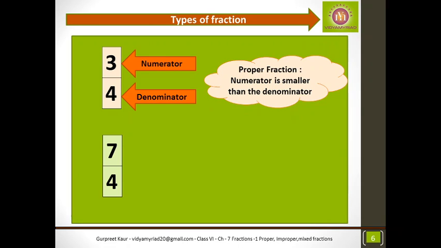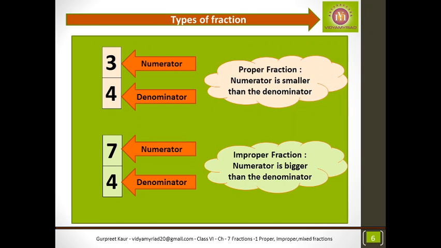Same way, let's take another example, 7 by 4. Here 7 is your numerator and 4 is your denominator. But here if you see, your numerator is bigger than the denominator. So in that case, this becomes an improper fraction. So what is an improper fraction? It is that fraction where the numerator is bigger than the denominator. So I hope, children, it is clear what a proper fraction and an improper fraction are. Just look at the numerator. If it is smaller, then it is a proper fraction. If your numerator is bigger, then it is an improper fraction.